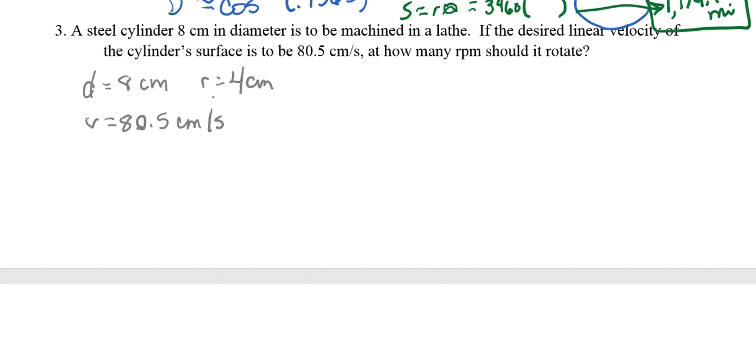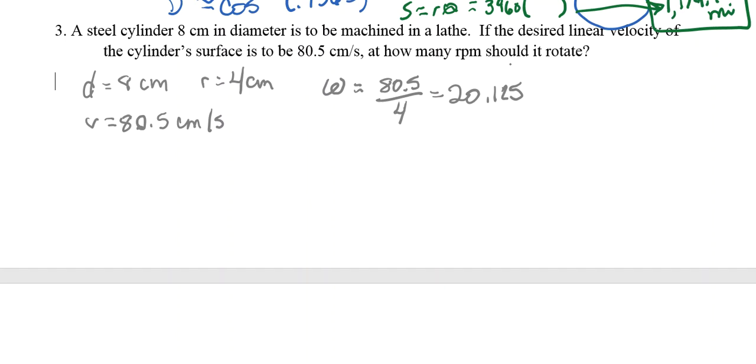First thing we're going to do, because we're trying to get to revolutions per minute, is we're going to switch and look at what this is. So I need to know the angular velocity. If I look at my formula, angular velocity is my velocity over my radius. So my velocity is 80.5 over my radius of 4. Okay, so I'm going to get 20.125. Let's look at the units.